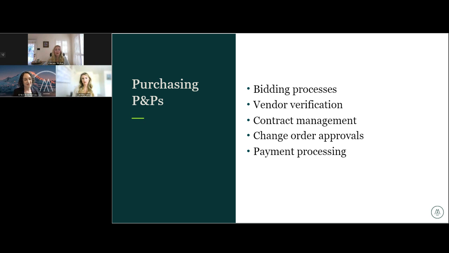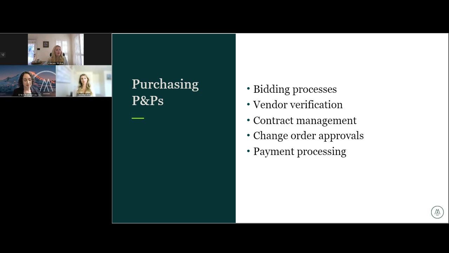So going over purchasing policies and procedures, I kind of alluded to this earlier, but this is a big one. And this is especially important if you're going to be having a single audit in the near future. So going over those bidding processes, really having due diligence thresholds, and this also includes those verbal quotes as well. So verbal online quotes.